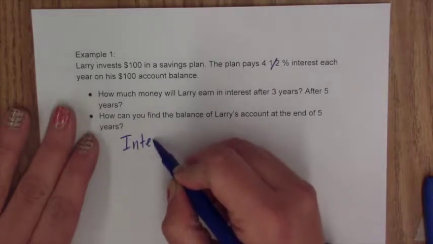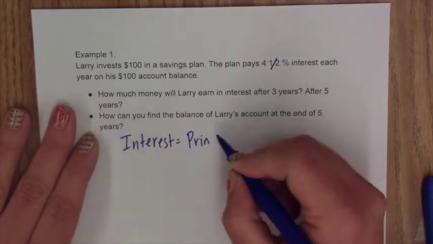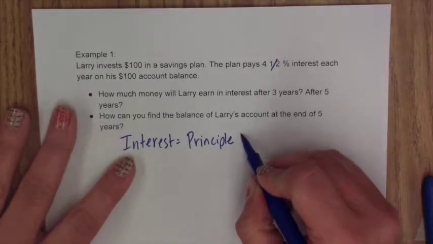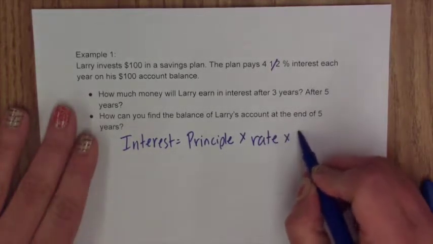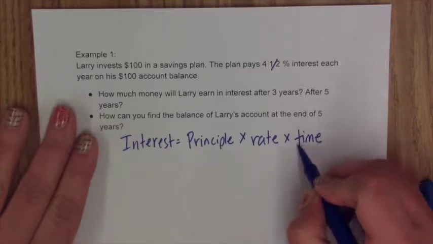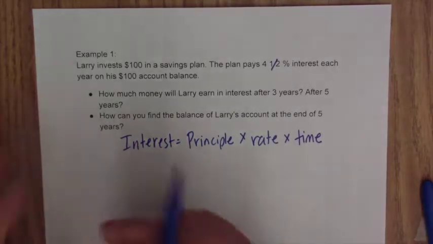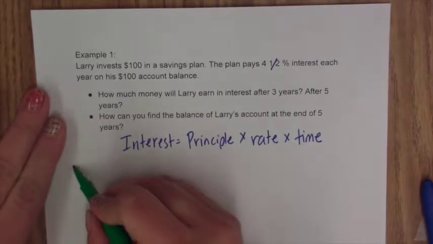So the interest earned on an amount of money is the principal. Now the principal is the amount of money that you start with or you invest. We multiply that by the rate, and we multiply that by the time, or the amount of time that we are investing our principal. So let's work through this first one. Let's change colors here. We're going to calculate for 3 years.